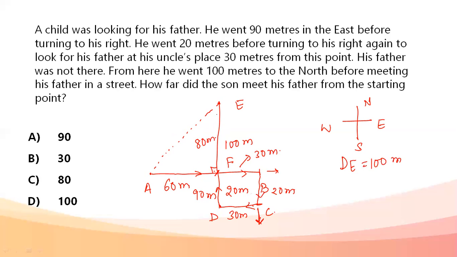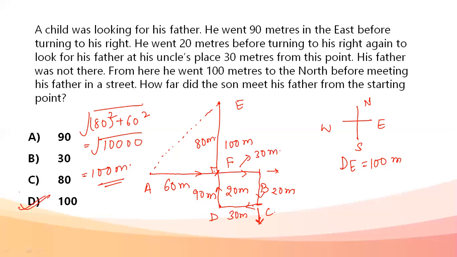I know this is a right angled triangle. For a right angled triangle, I can always use the Pythagoras theorem. Value of AE would be under root of 80 square plus 60 square. When you solve this, it comes out to be 6400 plus 3600, under root of 10,000. My answer is 100 meters. So how far is he from his starting point? He's 100 meters away from his starting point. My answer is option D.